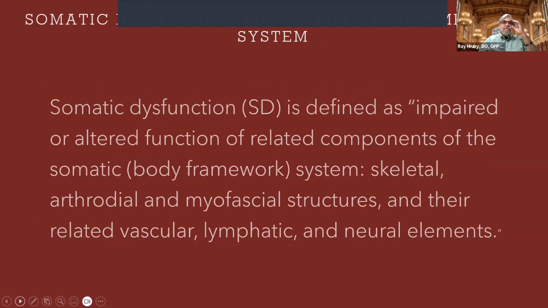So, one more time, the somatic dysfunction, without going into a whole tutorial on somatic dysfunction, this is the definition that's given in our glossary of osteopathic terminology. The impaired or altered function of the related components of the somatic or body framework system, which includes the skeleton, joints, myofascial structures, and their related vascular, lymphatic, and neural elements. So I put this in there just to remind us that that's the official definition.